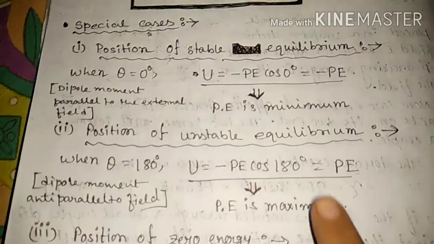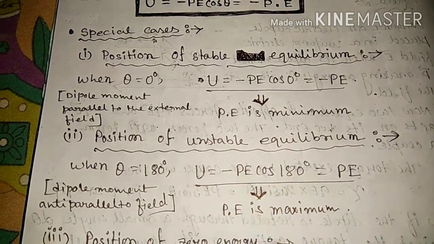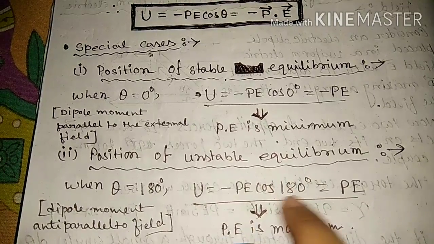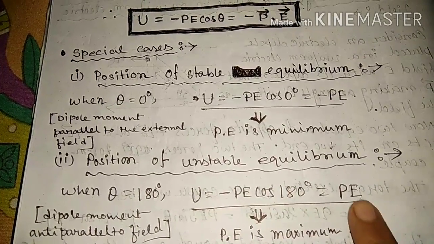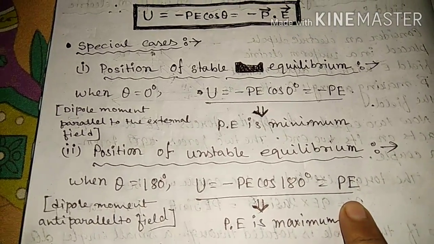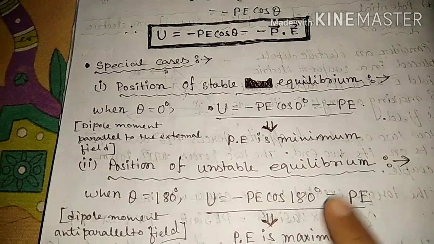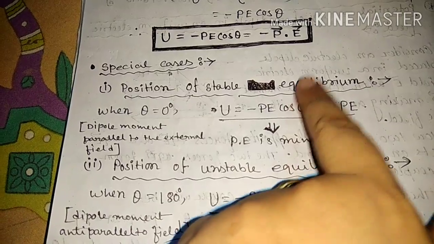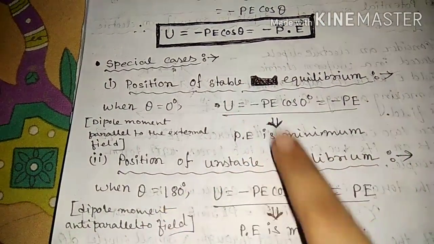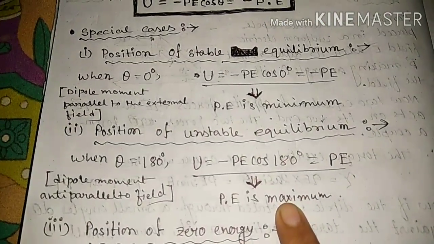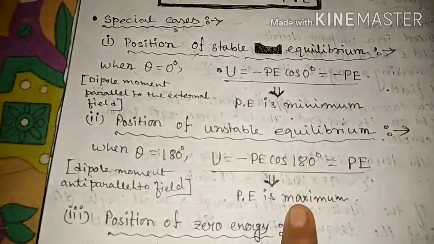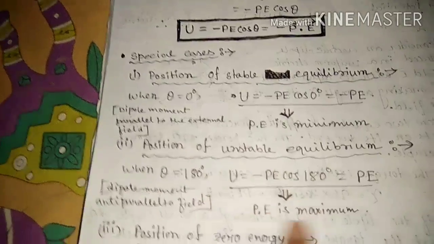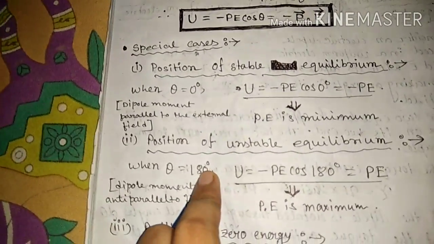In that case we get the maximum potential energy. U equals minus PE cos 180 degrees. The cos 180 value is minus 1, so minus minus plus, that equals P into E, the maximum potential energy. In a stable equilibrium this is the minimum potential energy, but in an unstable equilibrium this is the maximum potential energy. That means maximum force acts on the charges, so torque is also maximum when theta equals 180 degrees.